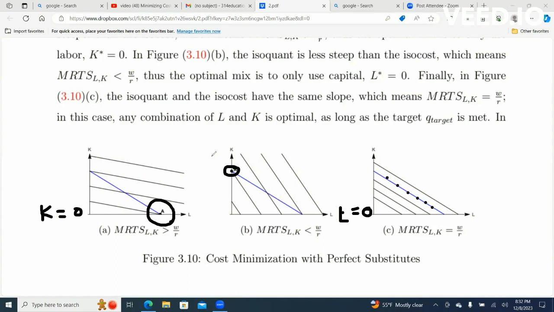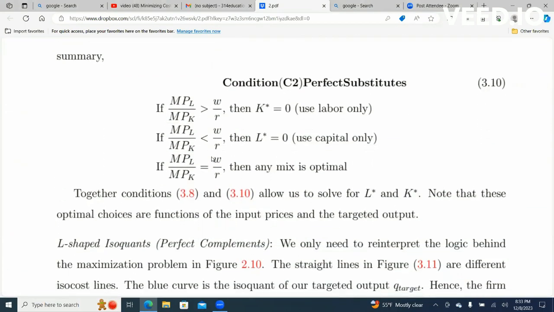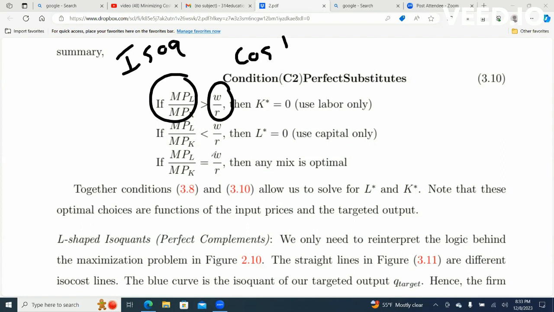If the isocost and isoquant are the exact same line, we're trying to minimize cost. Cost is minimized anywhere we are on that line, so there are infinitely many values of L and K that work. So they sum this up. This is condition 2 for the linear. It shows the 3 cases where one slope is greater than the other. Remember, we just understand the very basic thing that this side always comes from the isoquant, and the other side, W over R, always comes from the isocost.